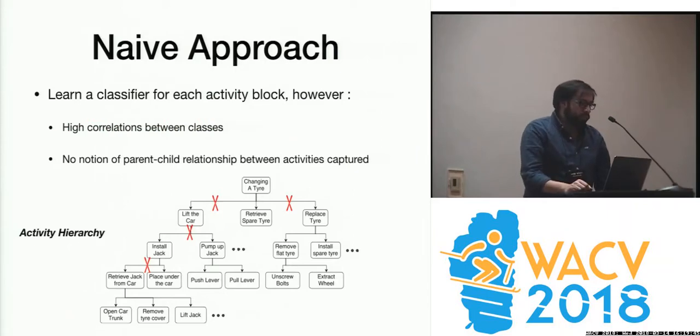A classic naive approach to this would be to take each of those videos at different granularities, learn a classifier for them, and try to detect it. However, that has problems because there's going to be a high correlation between the classes, as well as there is no notion of parent-child relationship captured if we individually train each of those activities.